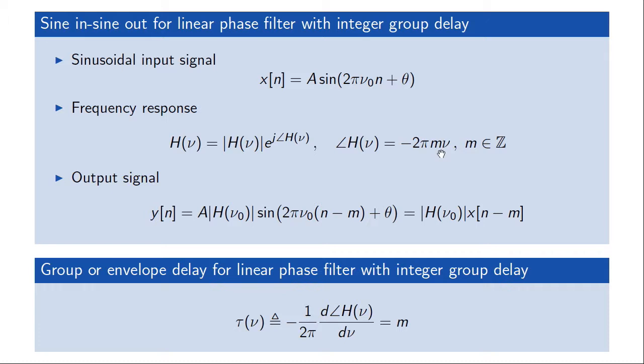And if you work out what the group or envelope delay is for this particular phase, you would find that it's an integer equal to this m, which is the time shift that appears here. So what we could say is that for a constant group delay, meaning that a filter has a linear phase, if you take the differential of that, you would get a constant. So if we have a constant group delay, that corresponds to a delay of the input signal, but we still have this change in amplitude.